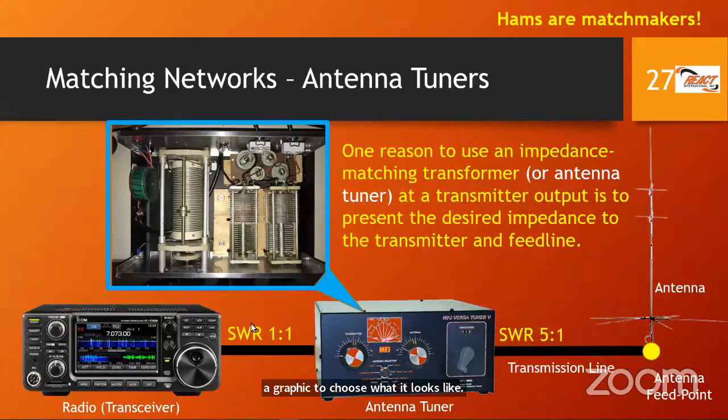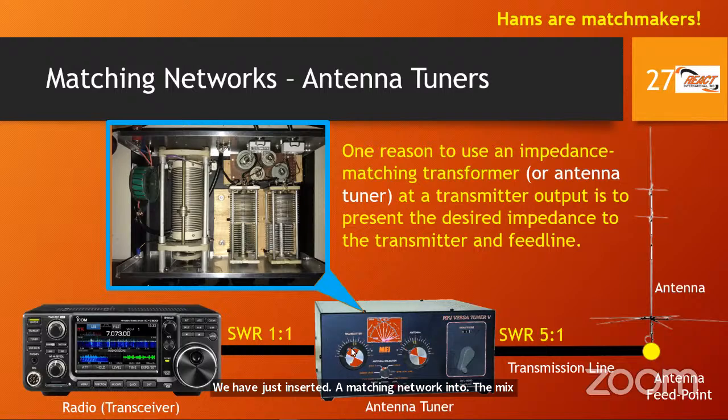All right, nice. So as promised, we have a bit more information here in terms of what we're talking about. This is our radio, our transceiver or transmitter. This is our antenna. And then we have our feed line or transmission line. We have just inserted a matching network into the mix. It's also called an antenna tuner.